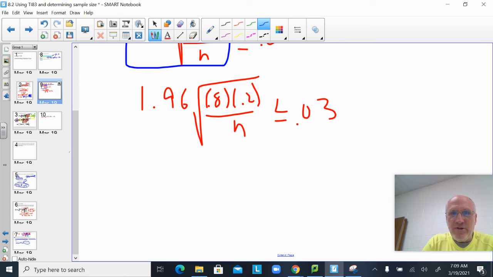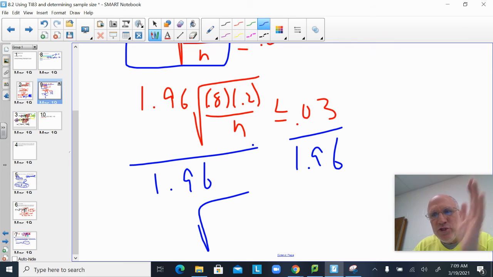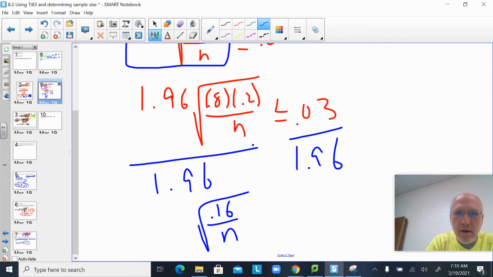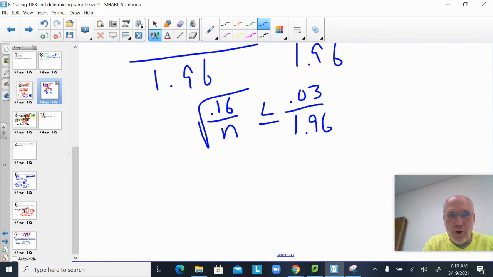First thing I'm going to do is divide both sides by 1.96. And I am not going to write what it equals. I'm literally just going to write, this leaves me with the square root of the fraction. Then we'll also just do 0.8 times 0.2. 0.8 times 0.2 is 0.16, over n, is less than or equal to 0.03 over 1.96. Do not simplify that yet. You will round and you will lose accuracy and you will get the wrong answer.